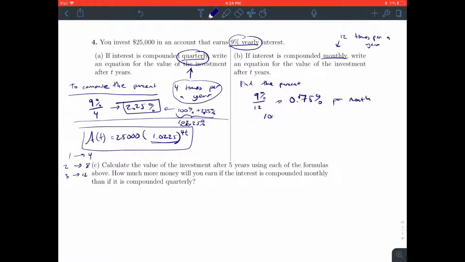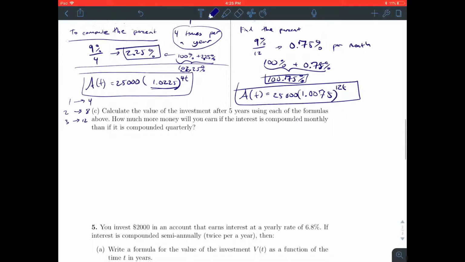Then we take, it's growing by that, so we take 100%. Each month we grow by 0.75%. Combining these together will give us 170.5%. That's not right. Sorry about that. I got distracted. That's going to be 100.75%. So this is our proper monthly percent growth. And so we get A of t is equal to $25,000 times 1.0075, moving the decimal twice. And if it's compounding 12 times per year monthly, then it'll be to the 12t power.